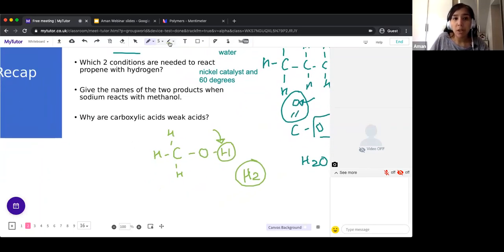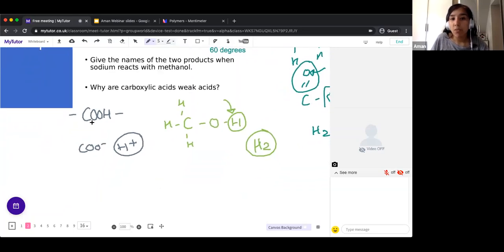Specifically with carboxylic acids, we have the COOH group. And what happens is that they ionize into COO minus and H plus. And remember, it's the H plus that makes it acidic. But with COOH, it doesn't really like to ionize. So the position of equilibrium, if I write it as an equation, it's a reversible reaction. The position of equilibrium tends to lie more to the left, so over here. So there's not much H plus being produced, and that means that it tends to be a weak acid.